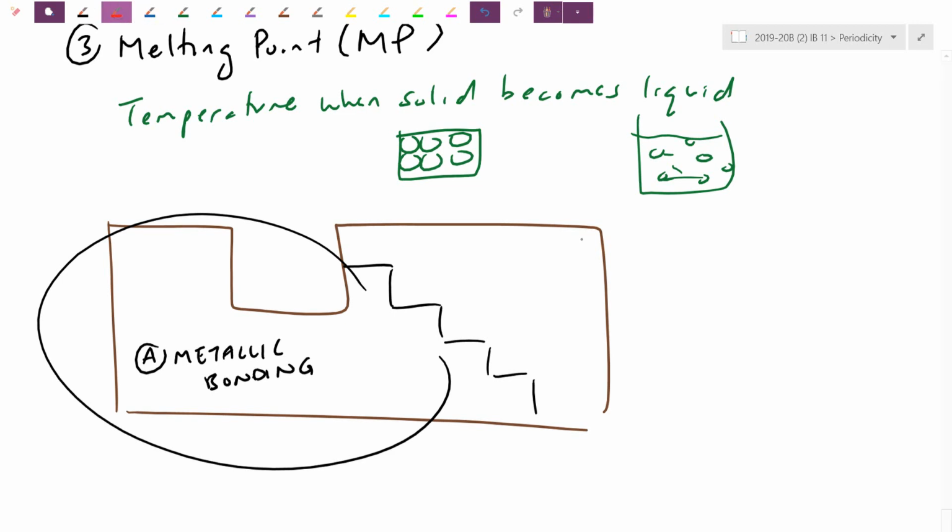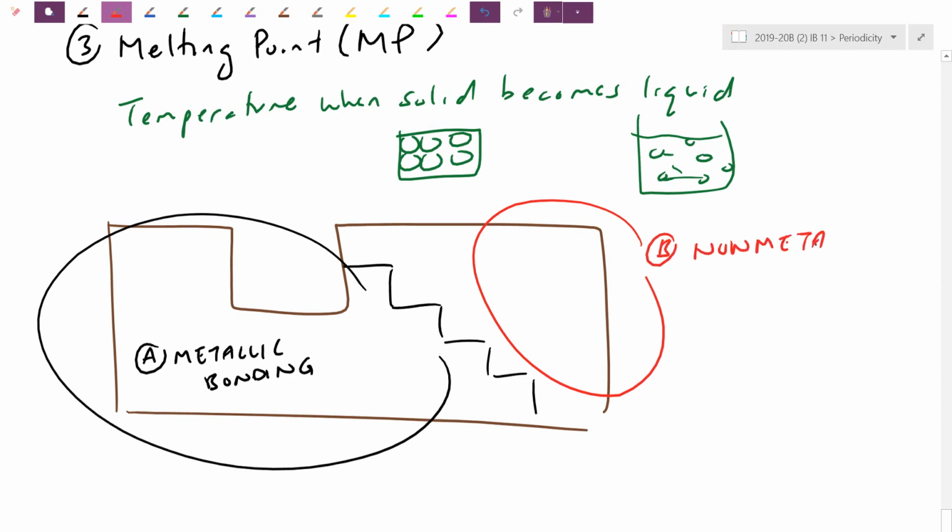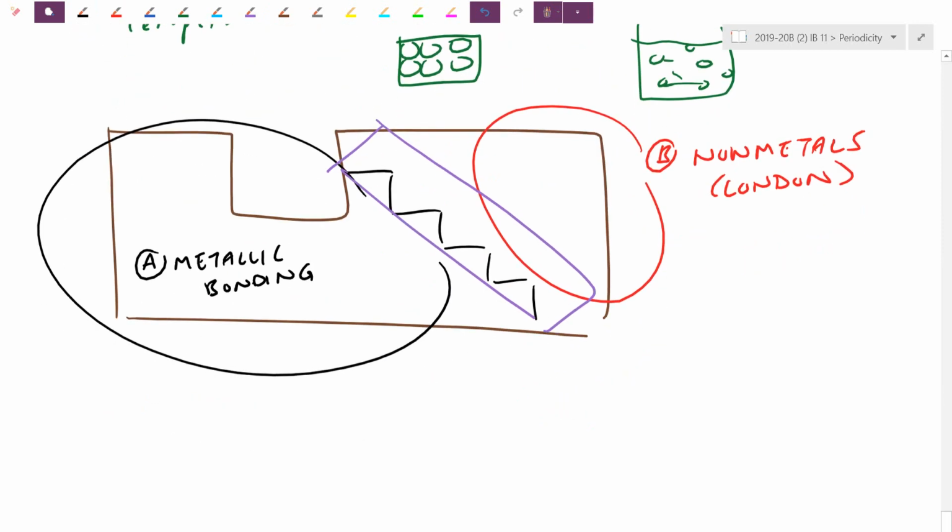We're going to look at category B next. Category B are looking at our nonmetals. Our nonmetals typically do what's called a London force, or an induced dipole kind of force. A kind of funny name is van der Waals forces. And then we're going to finally end up with this sort of metalloid region here. That's going to be category C. And these ones here are usually going to be giant covalent structures.